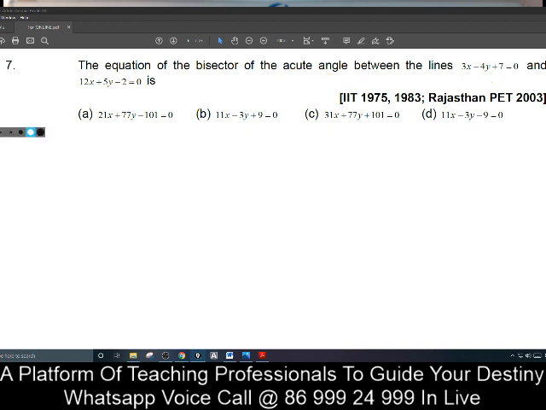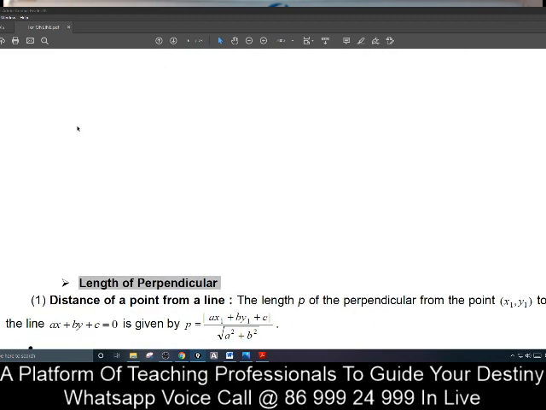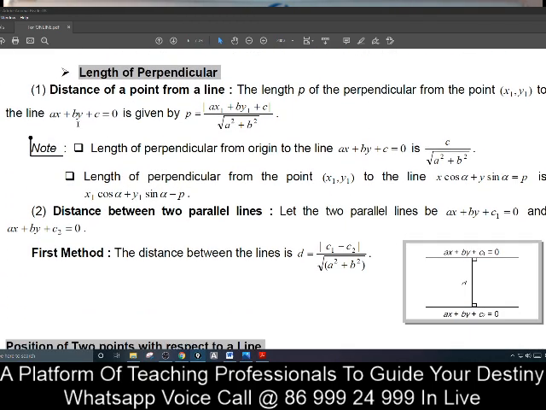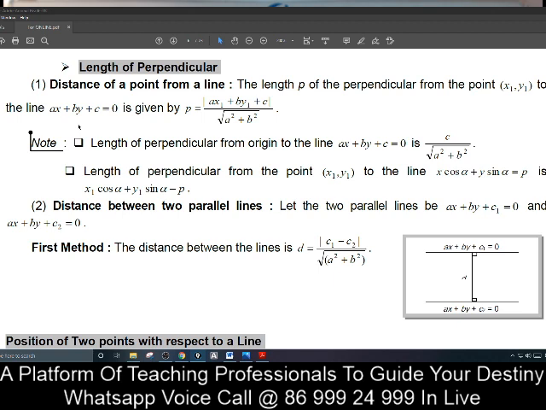Okay, now let's move on to the next concept: length of the perpendicular. I'm not going to derive this because everyone knows this. It is modulus of (a x1 plus b y1 plus c) by root over a square plus b square. The perpendicular distance from the origin is mod c by root over a square plus b square.